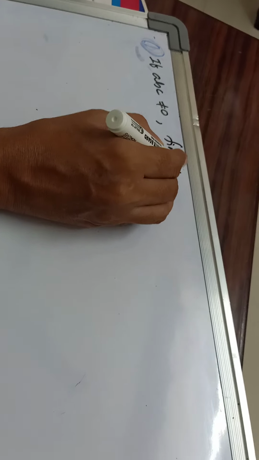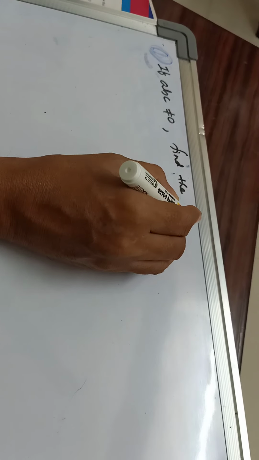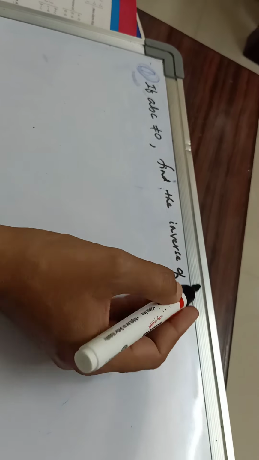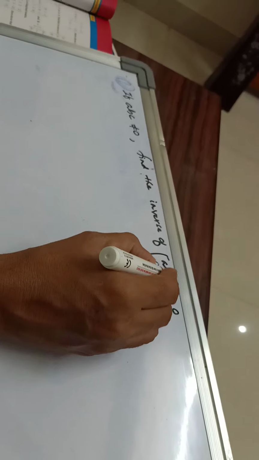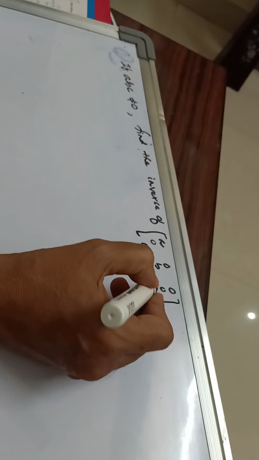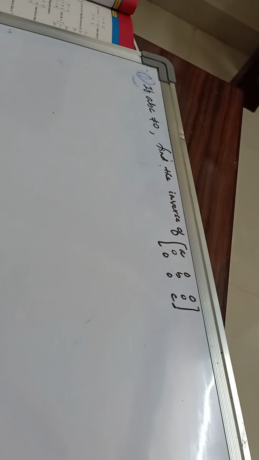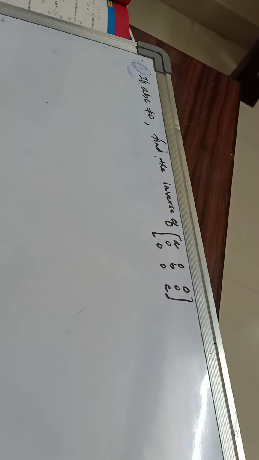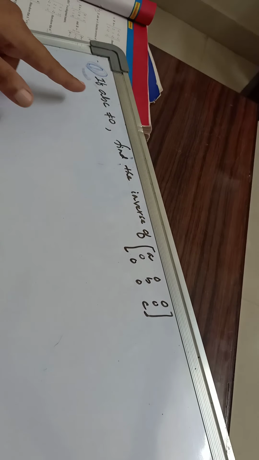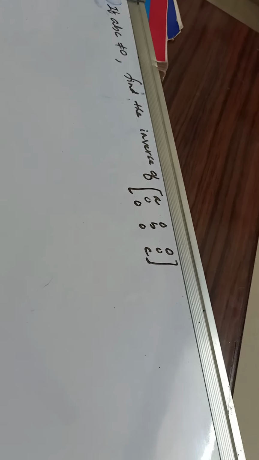If ABC is not equal to 0, find the inverse of the matrix A 0 0, 0 B 0, 0 0 C. We have to find the inverse of this matrix. We have to use this condition if necessary. Of course, definitely this condition has to be used, otherwise this would not have been given.